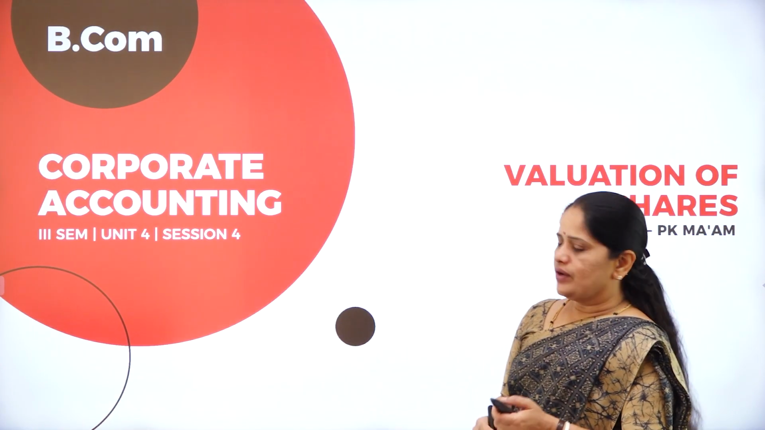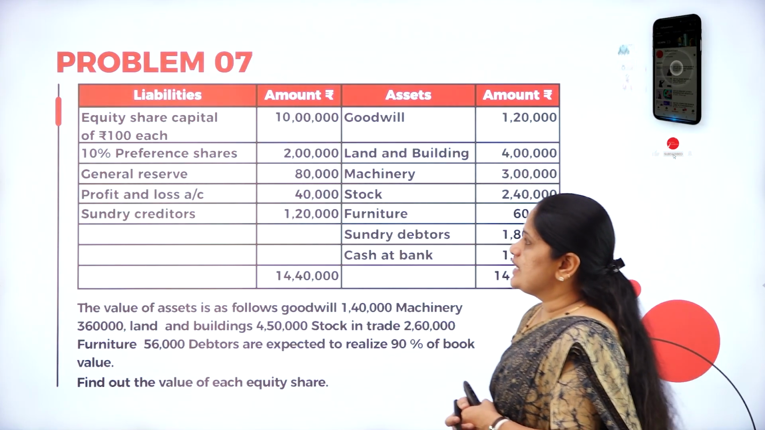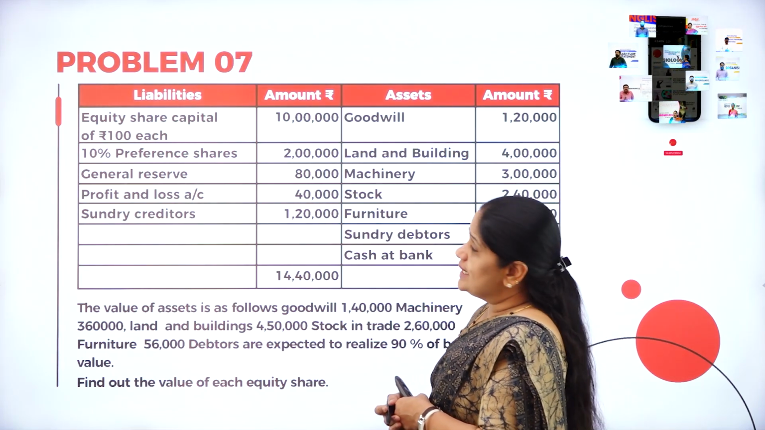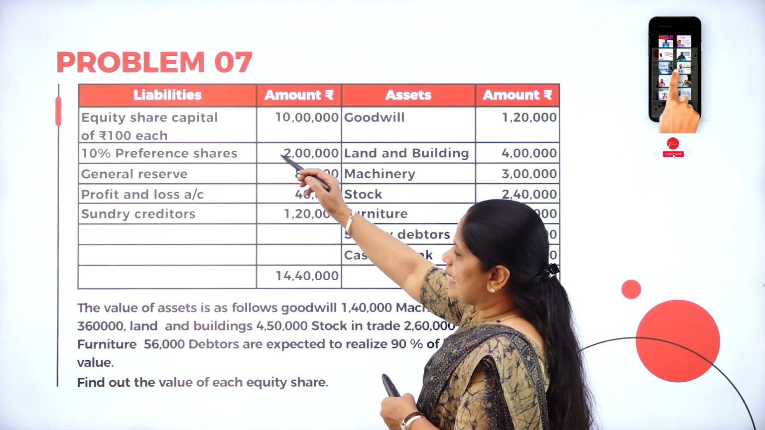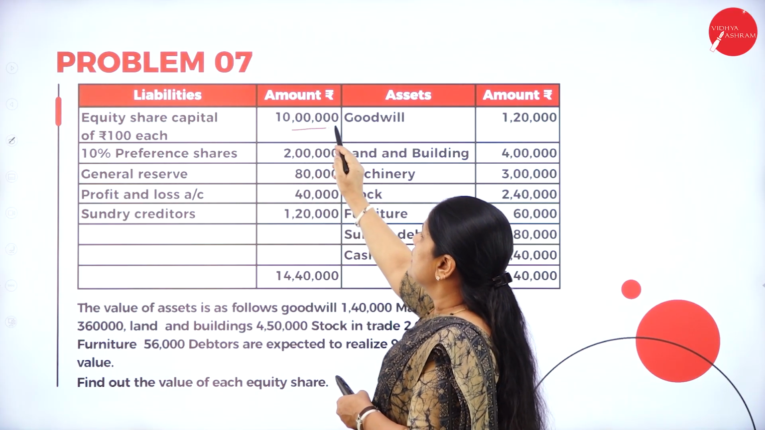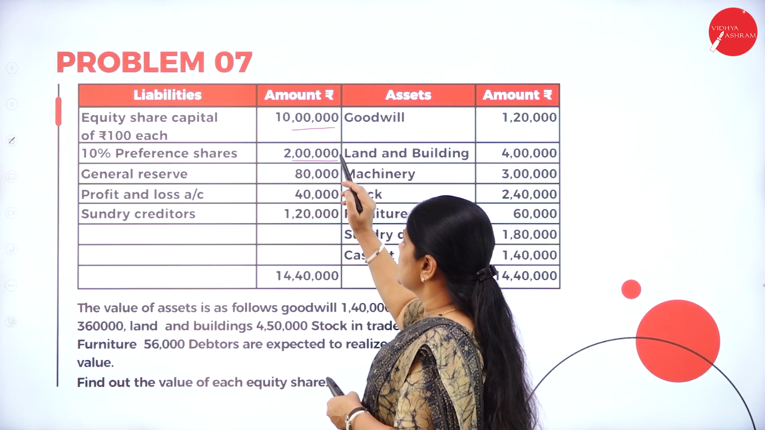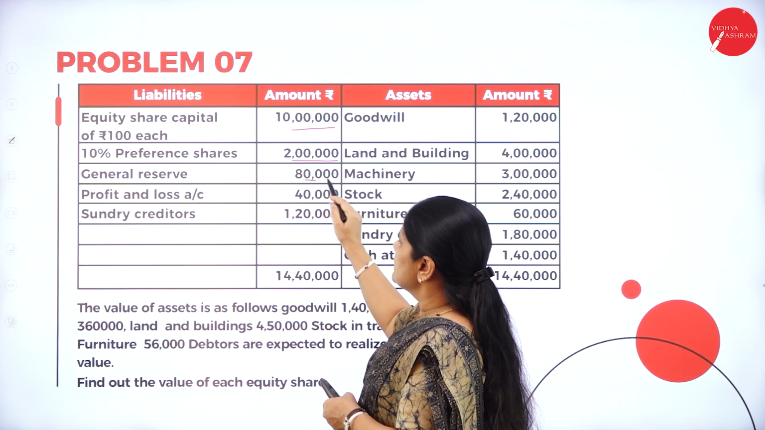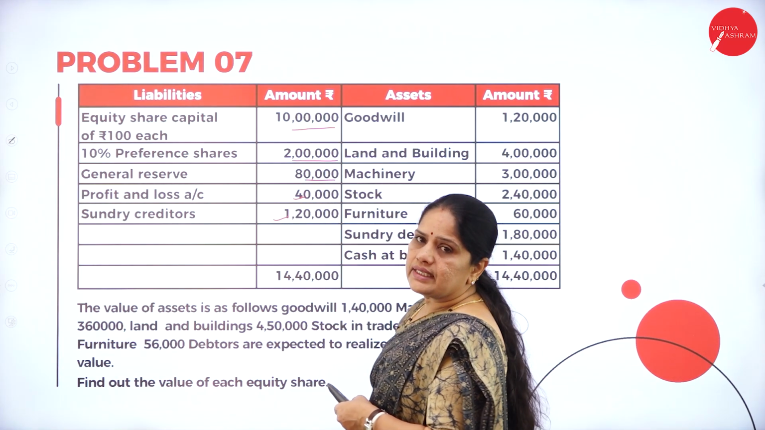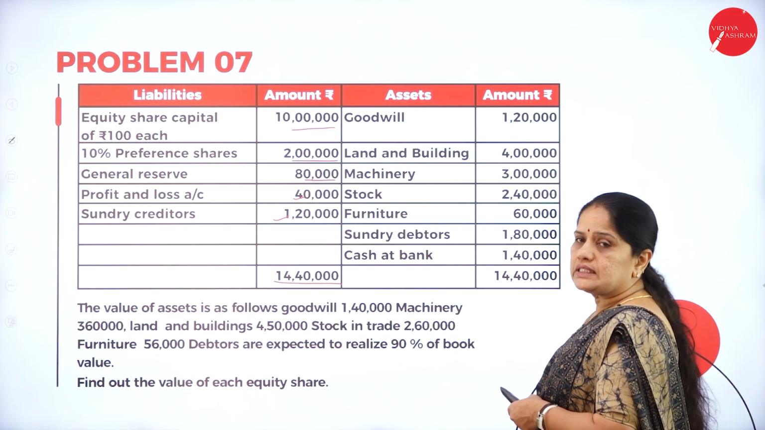In this session 4 of Unit 4, we will be working out some more problems on the valuation of shares. Now, in this problem, let us see what the balance sheet has to tell us. In the liability side, we have the equity share capital of rupees 100 each, amount is 10 lakhs. Then 10% preference shares 2 lakhs, general reserve 80,000, profit and loss account 40,000, sundry creditors 1,20,000. Totally it is 14 lakhs 40,000.